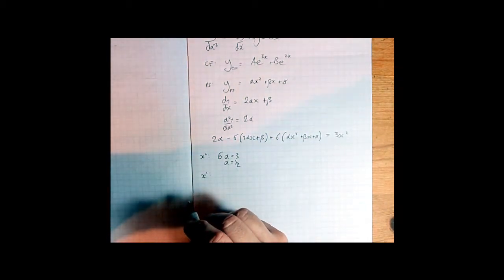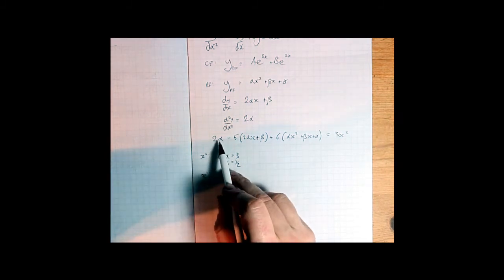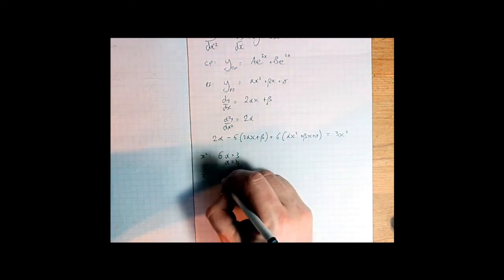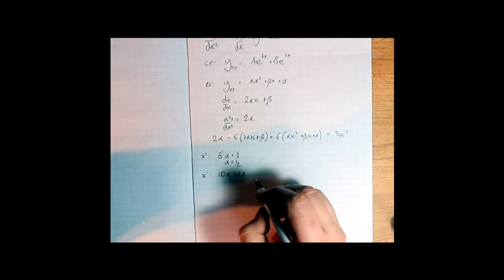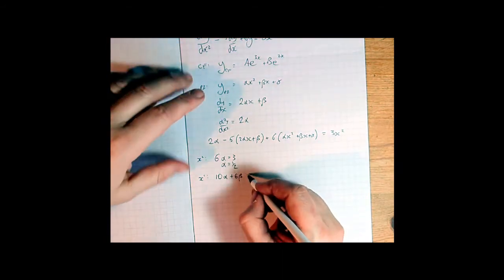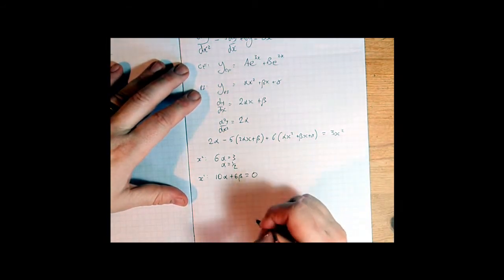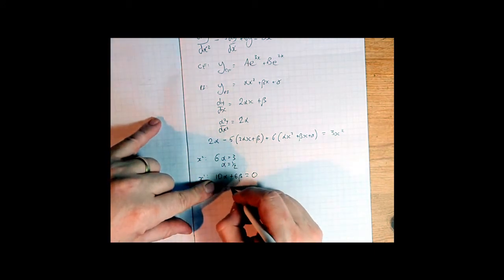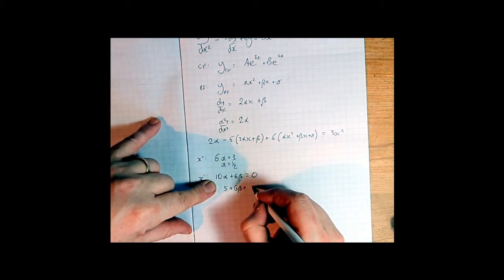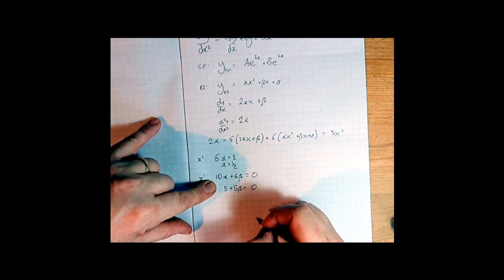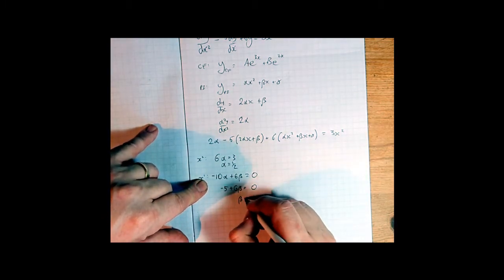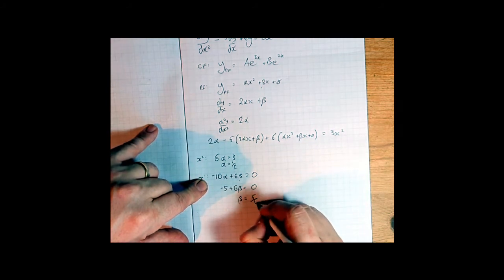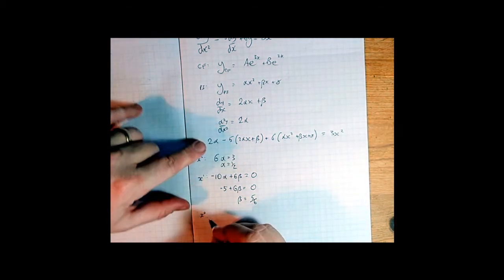Compare my coefficients of x. What have I got? Minus 10 alpha plus 6 beta is 0. I know my alpha. Minus 10 alpha, sorry. Good. So beta equals 5/6.